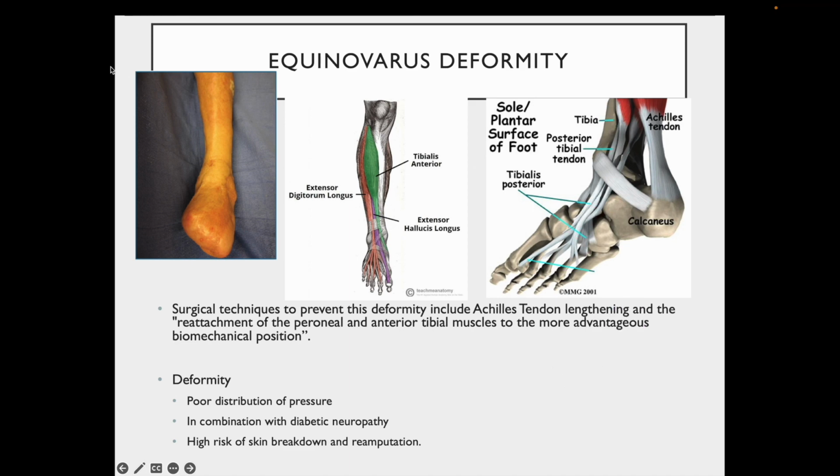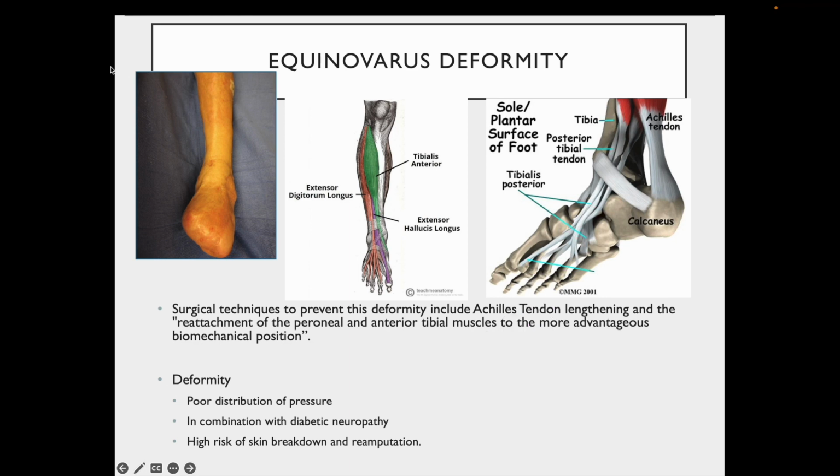Now, if a transmetatarsal amputation occurs at this level, you can see that we will lose all the attachments of the toes. And what we end up with is an imbalance in the muscle forces, and you're left with a group of muscles that puts the foot into plantar flexion and inversion.